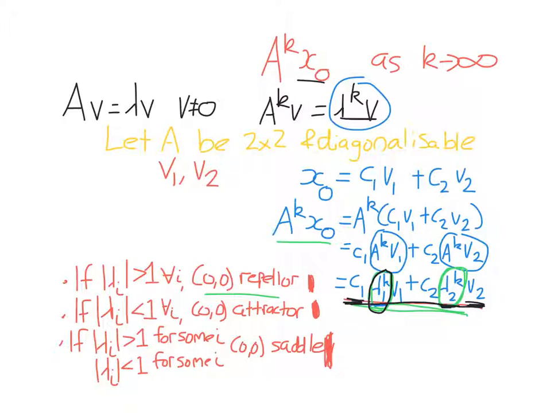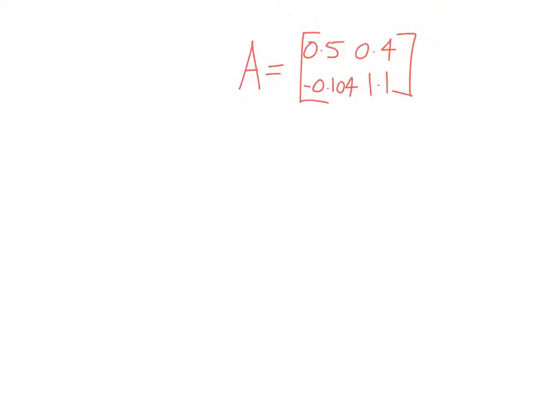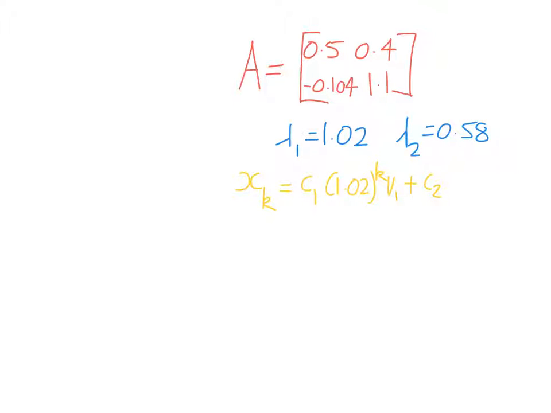So let's return to our example on the previous slide. So A is written as this. Now we can go through and calculate the eigenvalues as normal using the characteristic polynomial. Again, because we've done it so many times, I won't bore you with the calculation. We get one of the eigenvalues is 1.02 and the other one is 0.58. So this means we can write for this example, xk is equal to some constant times the eigenvalue to the power of k times v1 plus some constant times 0.58 to the power of k times v2.